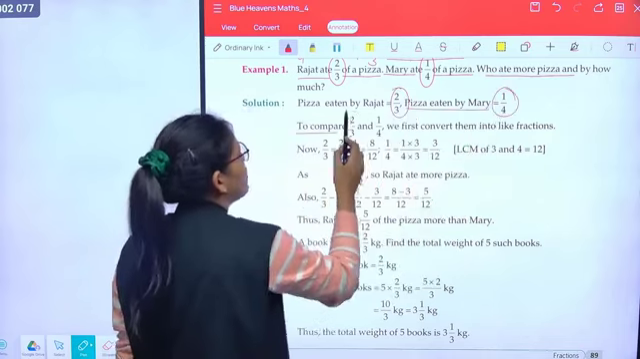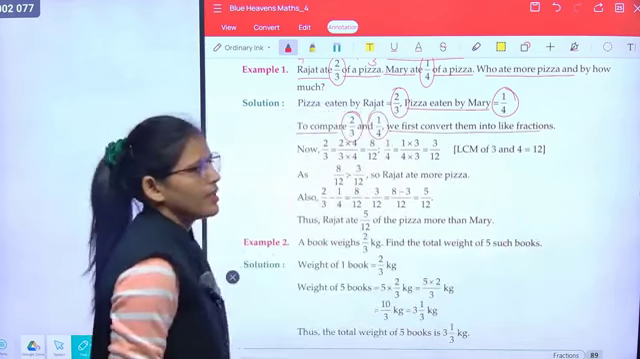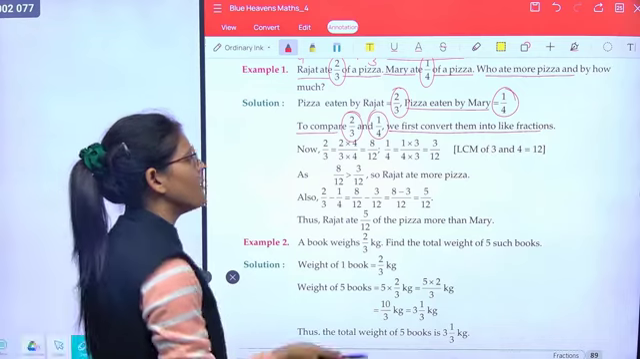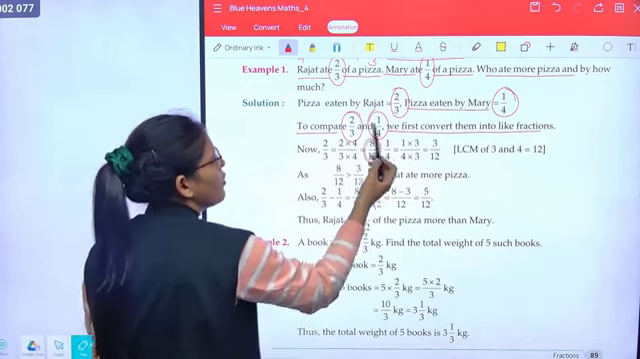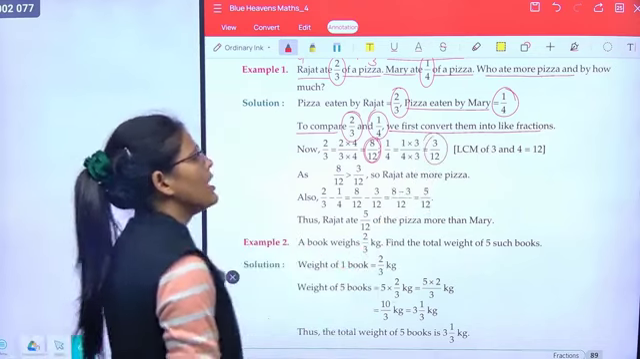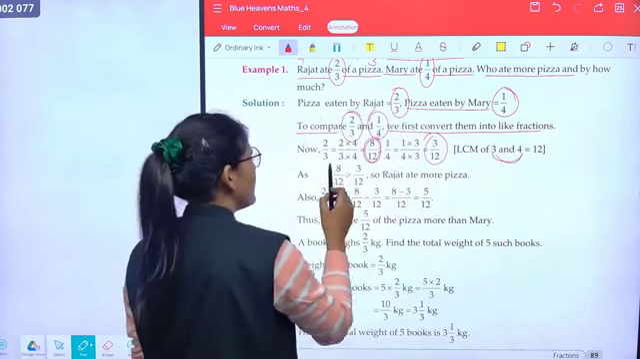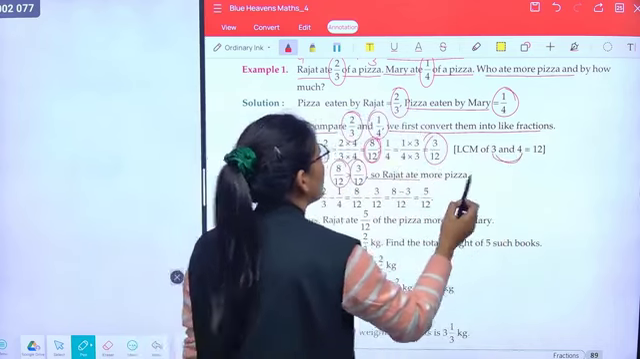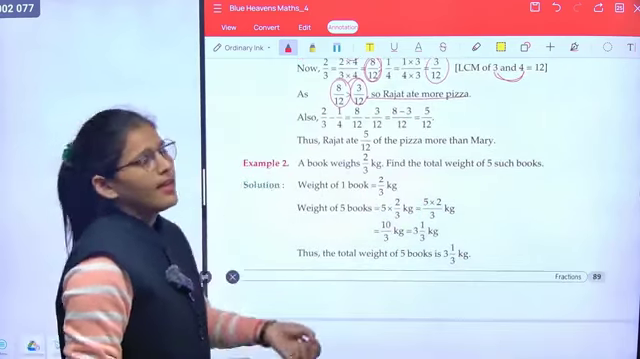Now to compare 2/3, 1/4, we convert them into like fractions. Means like fractions means जिनका denominator same. और उनका denominator हमें क्या करना होगा? Same करना होगा. So it will become 8/12 and 3/12. हमने क्या किया? उनका LCM लिया. 3 4s are 12. So 8/12 or 3/12. So Rajat ate more pizza. Okay, because 8 is greater than 3.